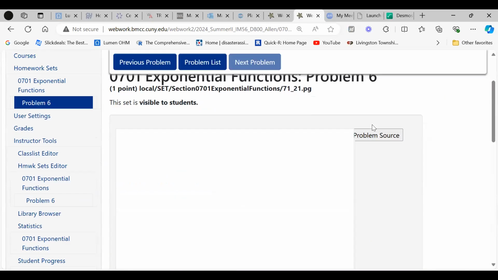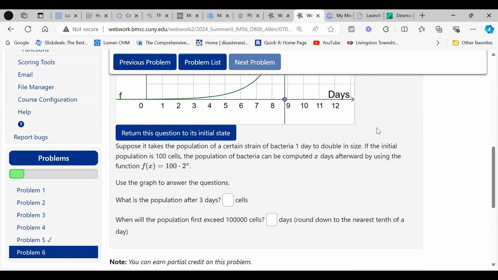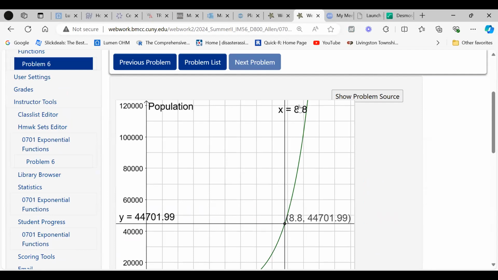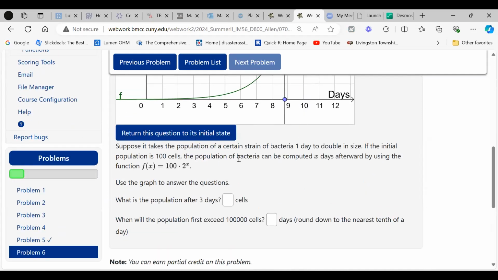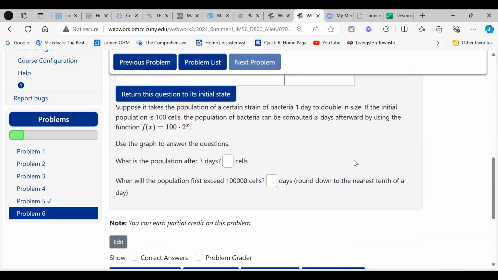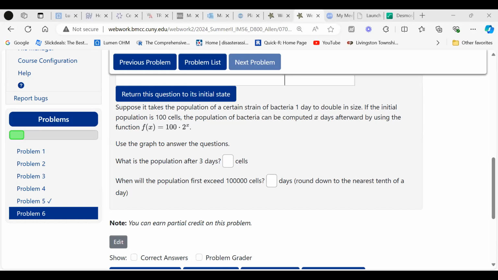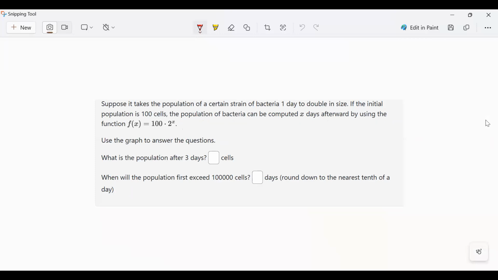Next problem. Now the graphing problem, but this one gives us the graph, right? Suppose it takes the population of a certain strain of bacteria 1 day to double in size. So it doubles every day. This is actually true in biology, right? A lot of biology phenomena are modeled by the exponential function like this.